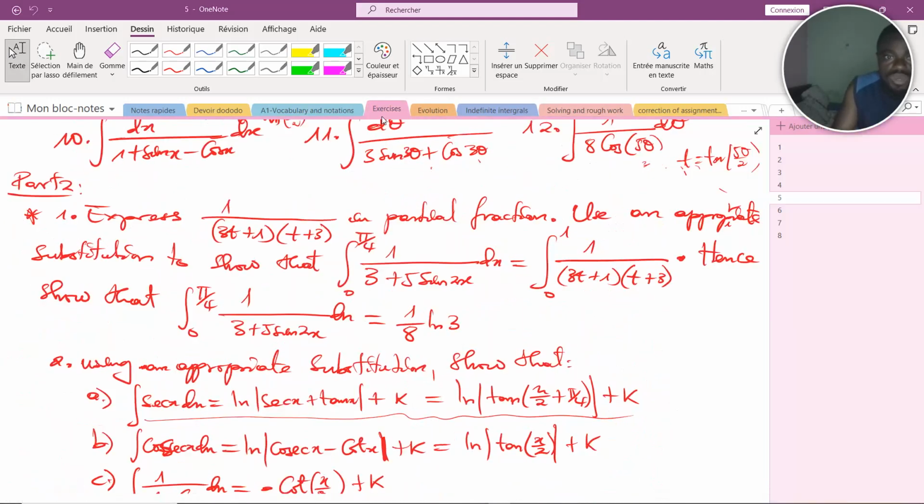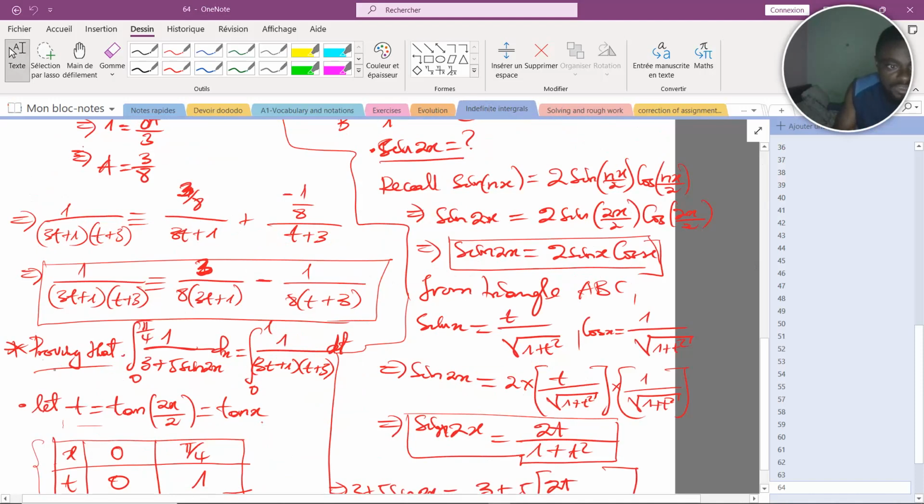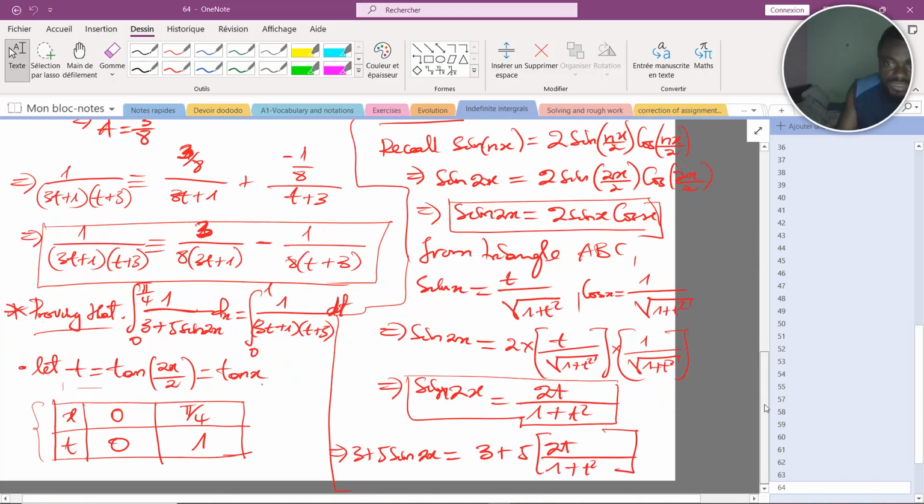The next question we're asked to do was use an appropriate substitution to show that the integral from 0 to pi on 4 of this is equal to the integral from 0 to 1 of this expression. So they are asking us to prove that the integral from 0 to pi on 4 of 1 all over 3 plus 5 sine 2x dx is equal to the integral from 0 to 1 of 1 all over (3t plus 1) into (t plus 3) dt. Is that okay? It's very simple.